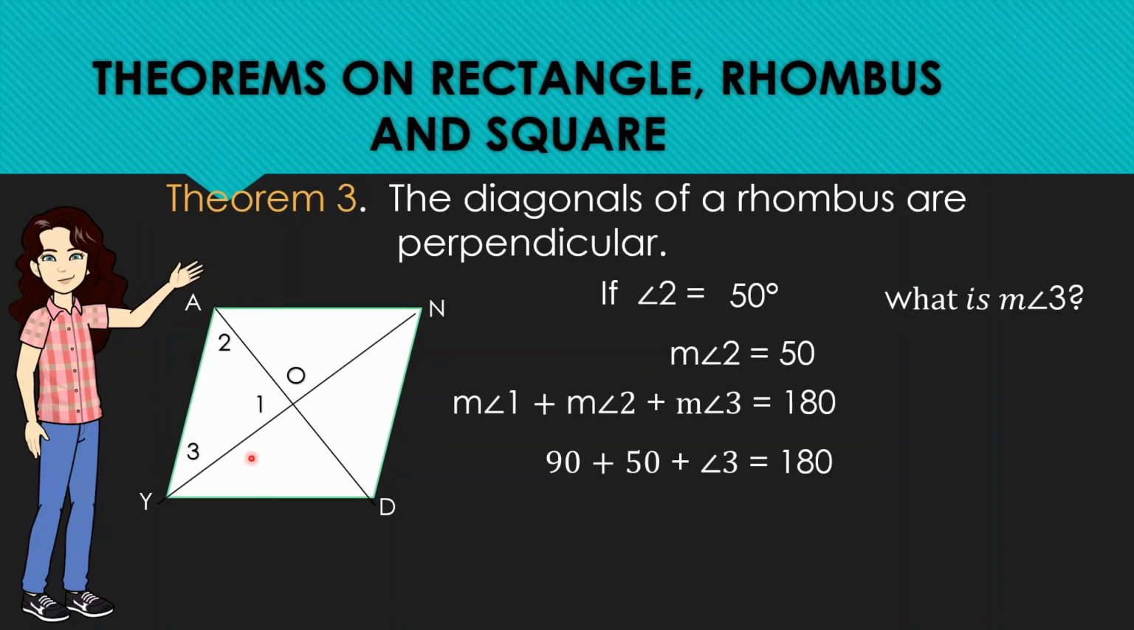Plus the measure of angle 2 is 50, plus the measure of angle 3, is equal to 180. Then when we combine 90 and 50, it is equal to 140. So the measure of angle 3 is equal to 180 minus 140, and the measure of angle 3 now is 40 degrees. Or simply, angle 3 is equal to 40 degrees. That is theorem number 3.